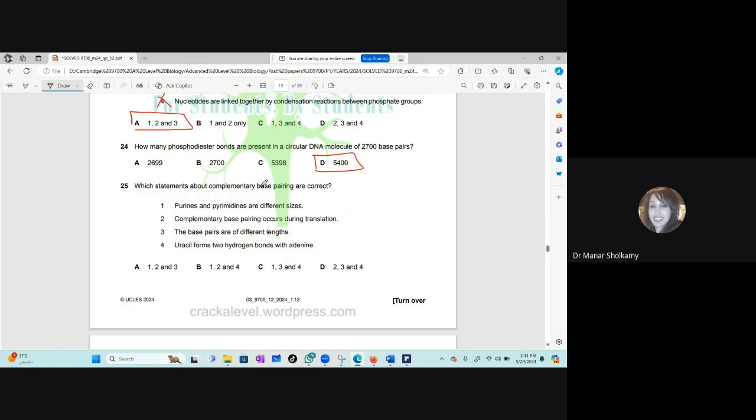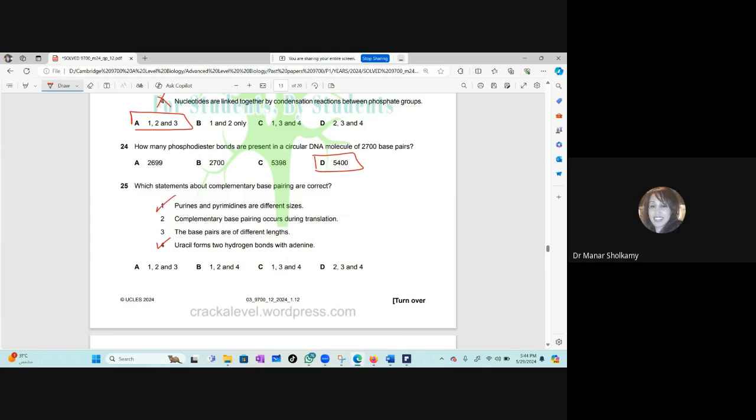Okay, 25. Which statements about complementary base pairing are correct? One: purines and pyrimidines are different sizes. Two: complementary base pairing occurs during translation. Three: the base pairs are of different lengths. Four: uracil forms two hydrogen bonds with adenine. Four is correct. One is correct too, different sizes. One has a single ring, one has a double ring.